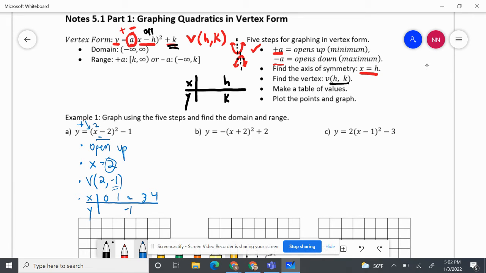What we're going to do is take our 3 and plug it in to see what we get. 3 minus 2 is 1. 1 squared is 1. Minus 1 is 0. Now, because of the axis of symmetry, what it tells us is that if our vertex is 2, negative 1, whatever's on both sides of the vertex is going to have the same value. So those two are always going to have the same value. We're going to do the same thing with the 4. 4 minus 2 is 2. 2 squared is 4. 4 minus 1 is 3. So those values are the same.